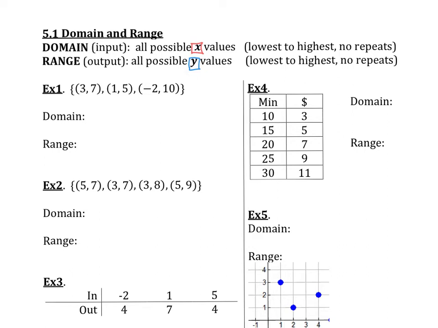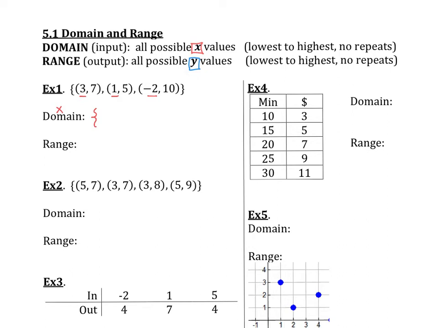Okay, if I want to write the domain, remember the domain is all the possible x values. So let me first look at the x values. Remember, an ordered pair is x comma y. So if I just look at the x values, I have a 3, a 1, and a -2. When I list the domain, I often use these curly brackets. They look like this. You don't have to, but it means we're going to make a list. And I go from lowest to highest.